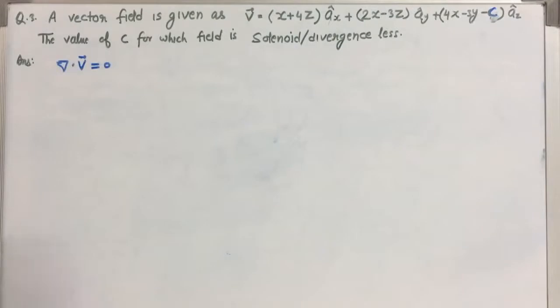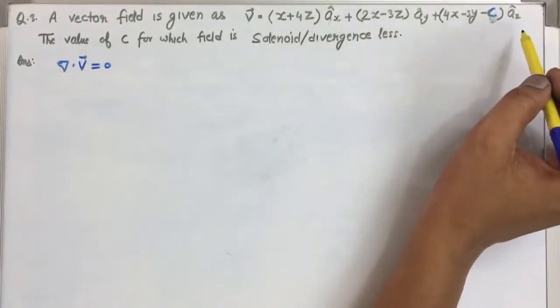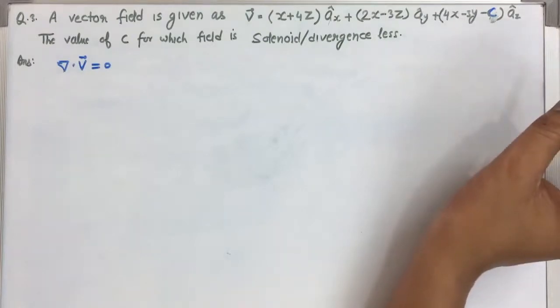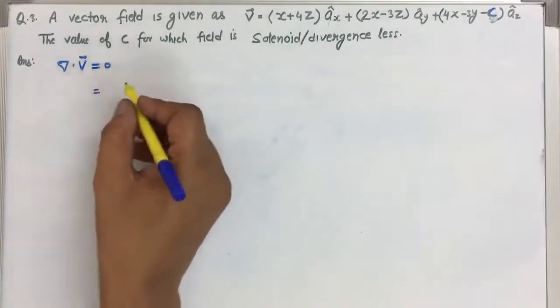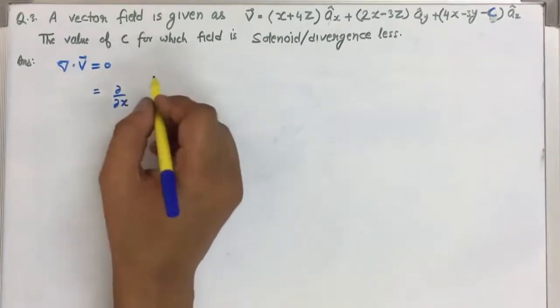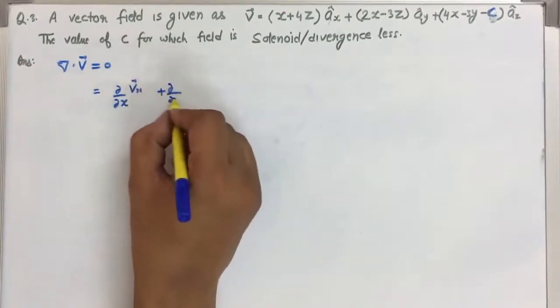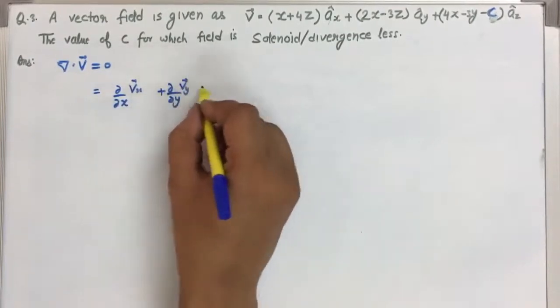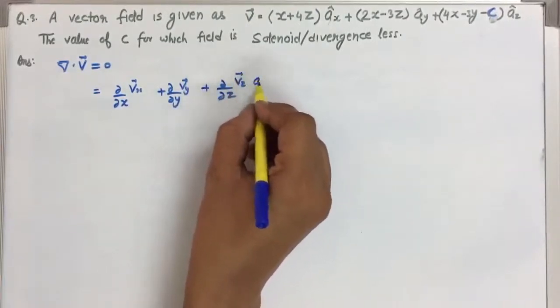Second point, in which coordinate system we are talking about must be clear. So from here it is confirmed that we are talking about the rectangular coordinate system. So it becomes easier for everyone. In the rectangular coordinate system, we know it can be written as del over del x of Vx plus del over del y of Vy plus del over del z of Vz.